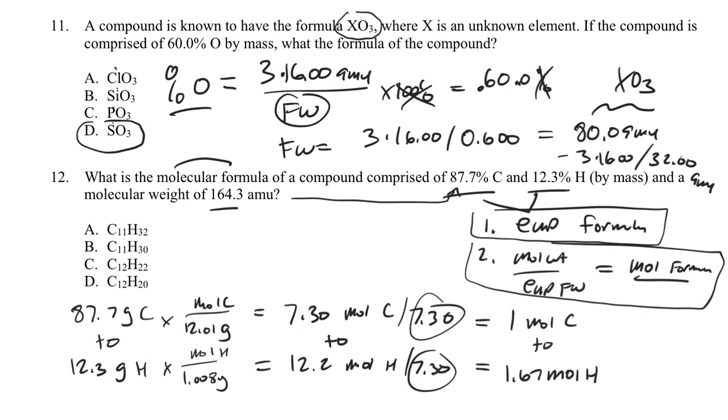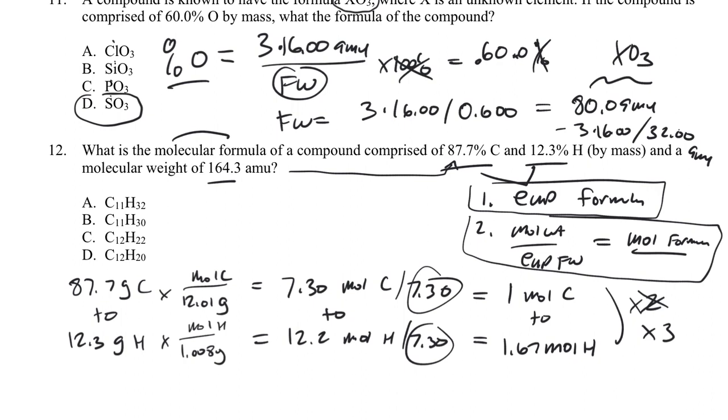And what we want to think here is I'm going to multiply both of these by the smallest whole number. 2 doesn't work, I still have a fraction, so I go by 3. Multiply them both by 3, then I get C3H5 as my empirical formula. Its weight would be 12.01 times 3 plus 1.008 times 5. So this has an empirical formula weight of 41.07 AMU.